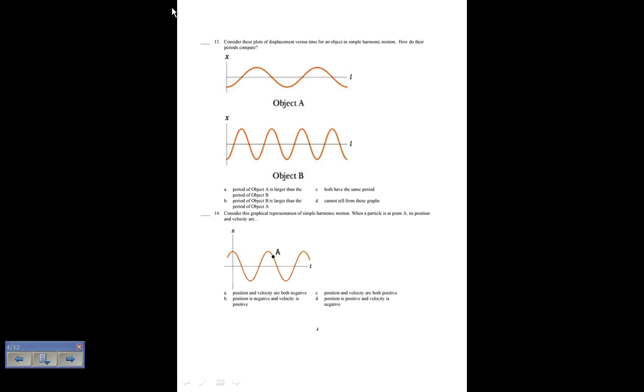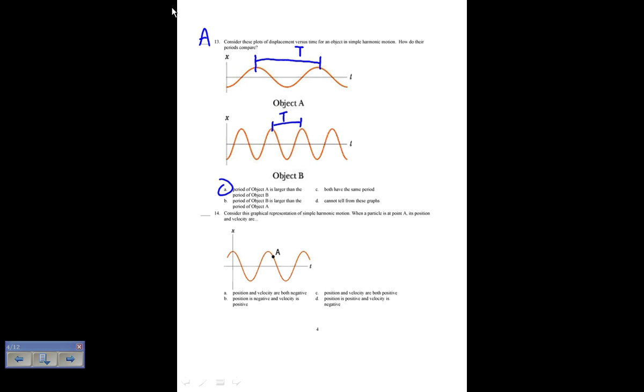Consider the plots of displacement versus time for the objects in simple harmonic motion. How do their periods compare? Okay, well, the period of the first one, which is the time between successive peaks, is larger than the period of the second one. So this time is the period, whereas here, this time is the period. So the period of object A is larger than the period of object B.